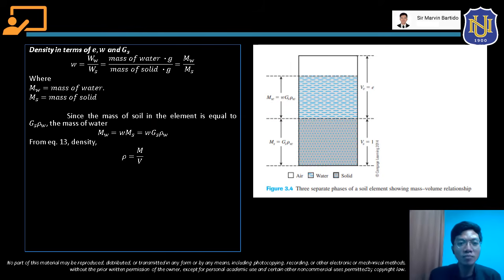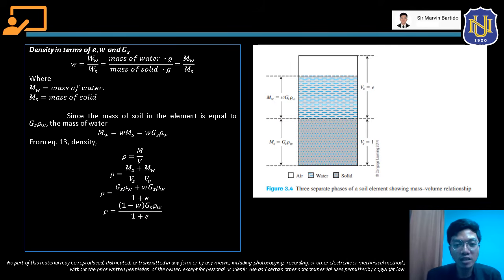Okay, so from here, yung density, di ba, yan ay mass over volume, wherein yung mass dyan ay yung total mass natin. So yan ay mass ng soil solid at saka mass ng water. And then yung volume natin, total volume din yan, so volume ng soil solid saka volume ng voids. So from here, yung mass ng soil solid, di ba, G sub S times rho w. Tapos yung mass ng water, ito yun: w G sub S times rho w. Tapos yung V sub S natin 1, tapos yung volume ng void natin ay e. So yan yung total volume.